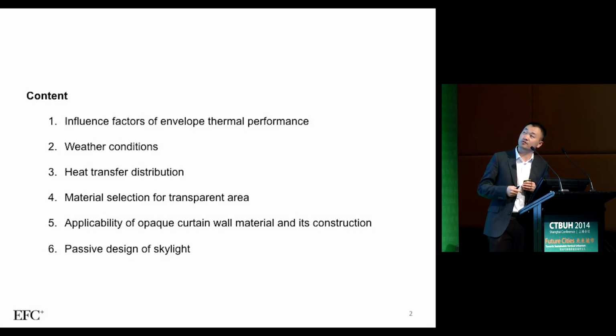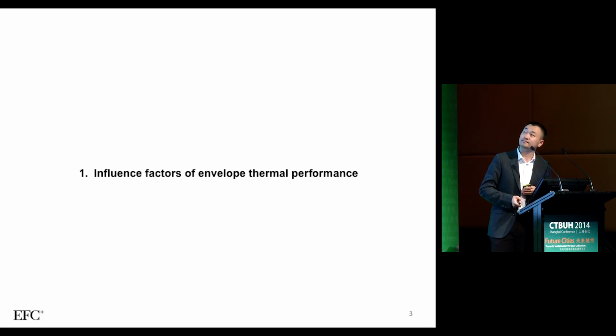One, we will briefly introduce the influence factors of facade thermal performance, including the weather condition, heat transfer distribution, material selection for transparent area, and applicability of opaque curtain wall material. And of course, for the building, the skylight is another point. So this could be the sixth part of the lecture.